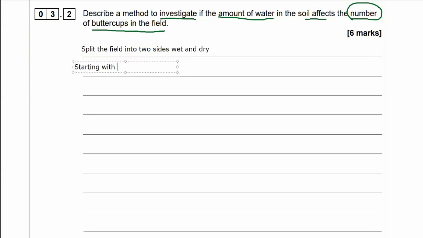And when that happens, you want to use the method which we use, which is random quadrating. So pick a side to start with. It could be the dry side or the wet side. Here I'm starting with the dry side. You're going to place 10 quadrats randomly.